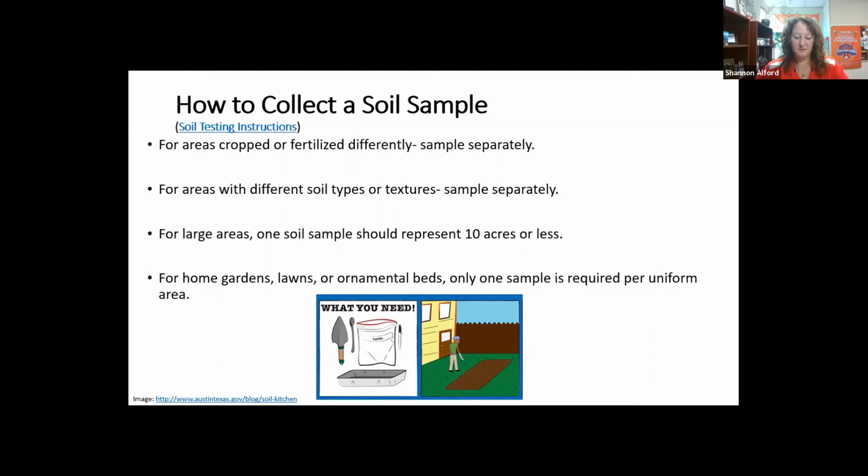Now, we do have some people who have smaller plots that they're working with, but they want to give us separate samples because maybe one's in the shade, one's in the sun, one gets a lot of runoff from something, one doesn't. So if you do have different managed areas, even in a smaller area, it's fine to send multiple samples.